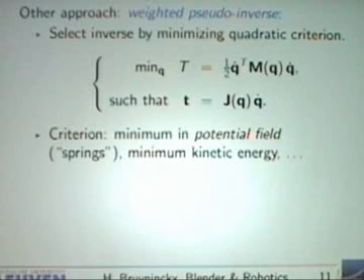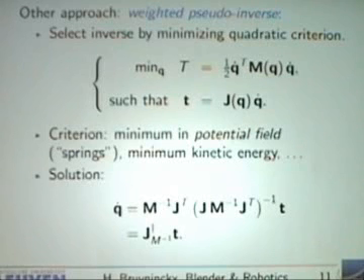That's the minimum potential field. That means you have a lot of strings attached to your robot and you move to the equilibrium position of these strings. You can go to kinetic energy, then you have a mass distribution in there. So you can have a lot of these things. How do you solve it?